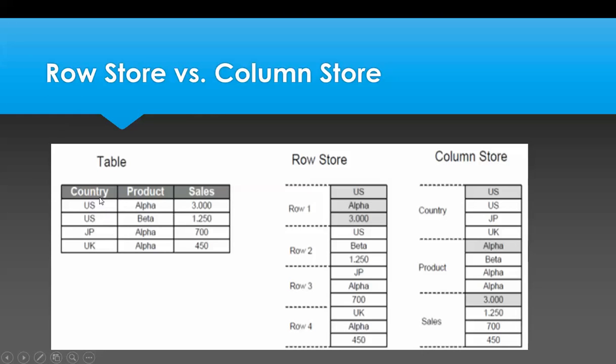You can see over here, first the whole column is stored: that is US, US, JP, UK. First that column is stored, then the next column is stored: alpha, beta, alpha, alpha. So you can see over there. That's the way the data is stored in the column store.